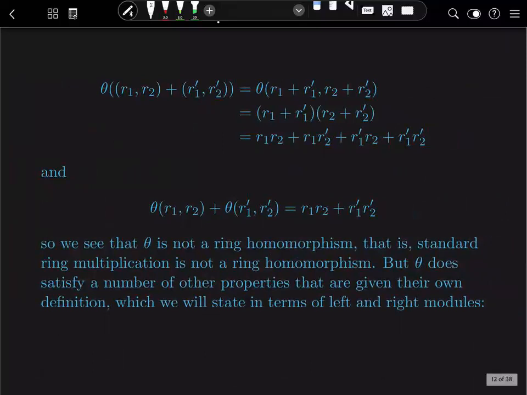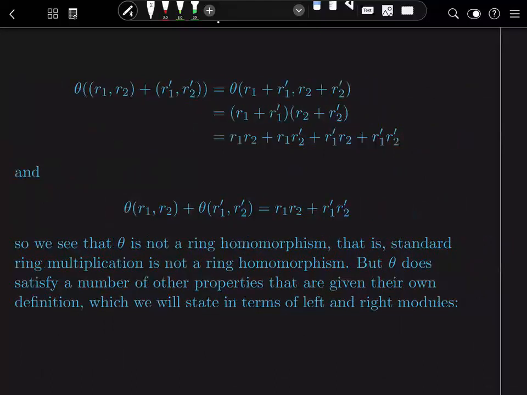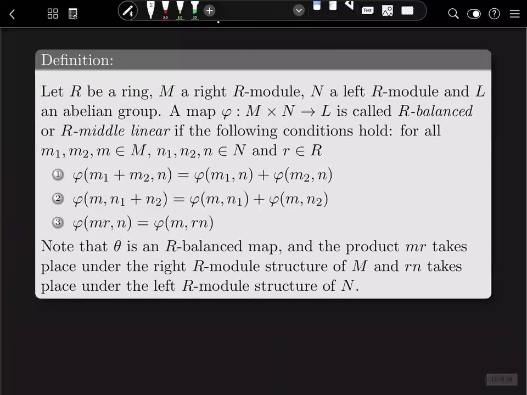So as we said, theta is not a ring homomorphism, so standard ring multiplication is not a ring homomorphism, and we showed that it satisfies a number of other properties. We're going to state these properties in terms of left and right R modules, because this is the most general way that we can express them. So we have this definition. We'll let R be a ring, M is a right R module, N is a left R module, and L is an abelian group.